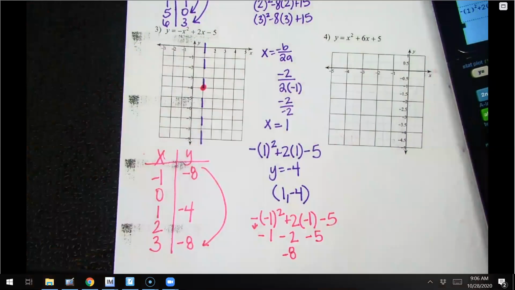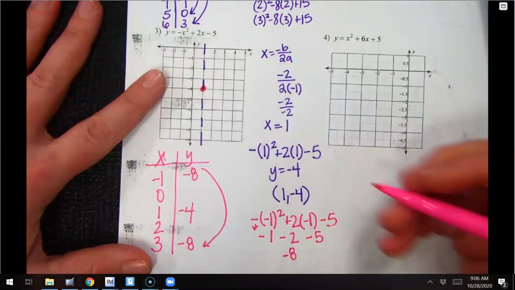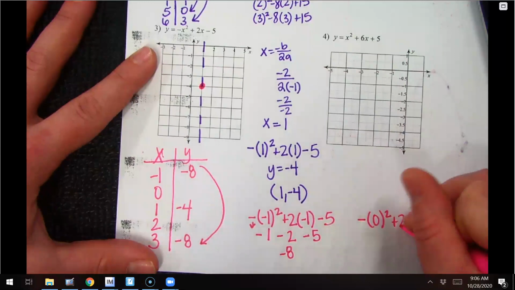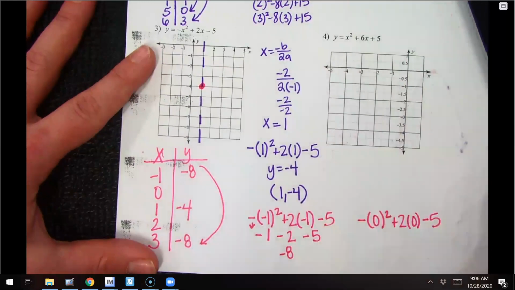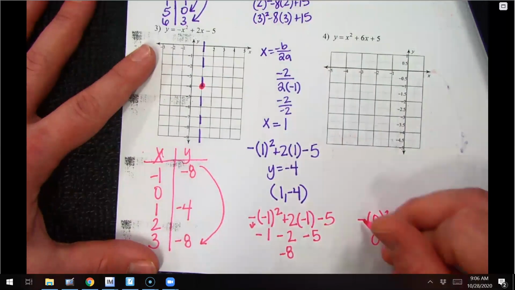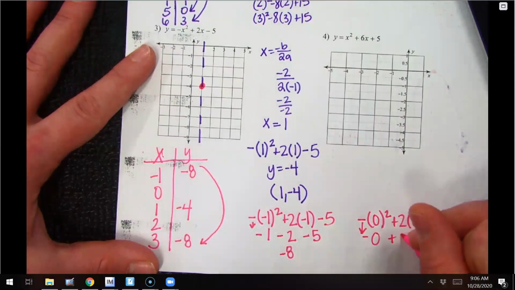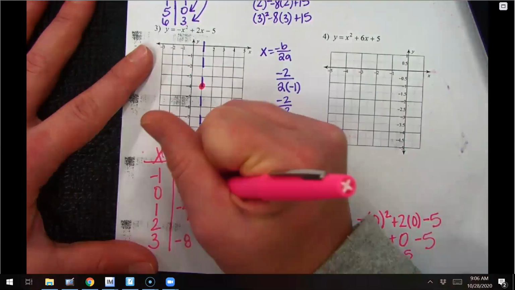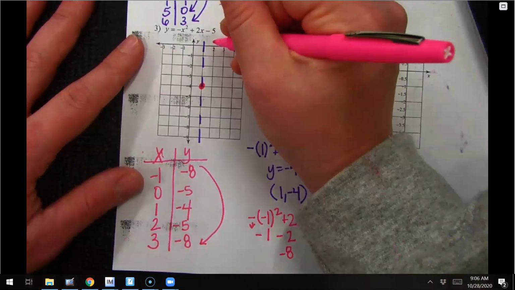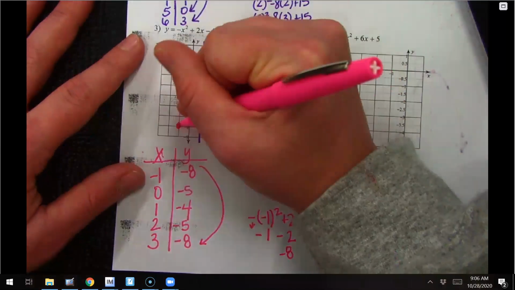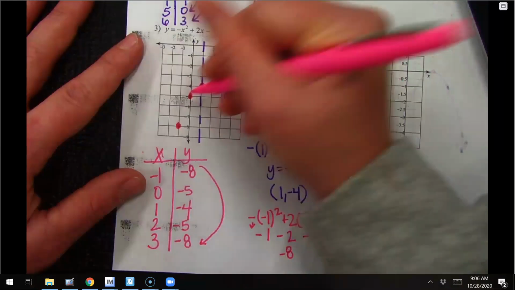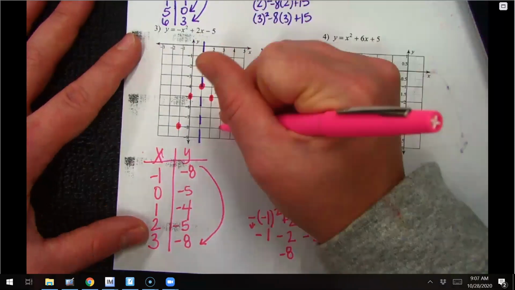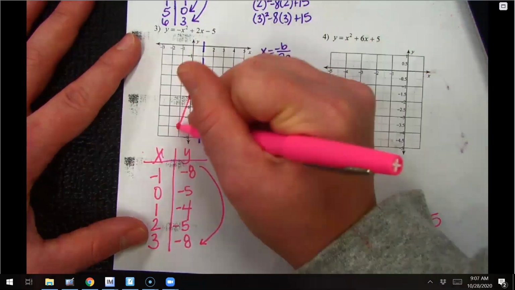Okay, then we have 0. So I'm going to plug in 0. -0 squared plus 2 times 0 minus 5. 0 squared is 0. There's no such thing as -0, so that doesn't even really do anything. So you've got 0 plus 0 minus 5, so -5. Okay, so we've got 1, -1, -8, 0, -5. We have our vertex, 2, -5, and 3, -8. Connect it with a curve, and that's your graph.